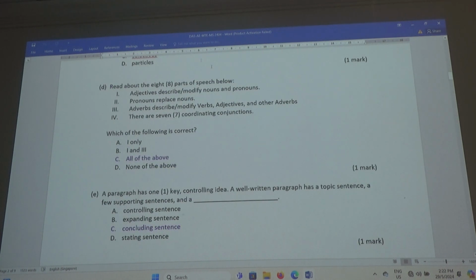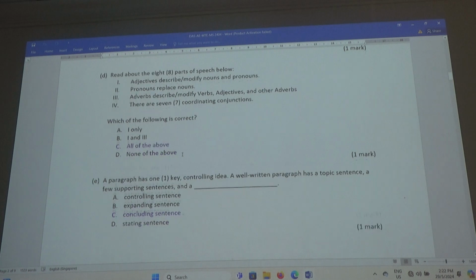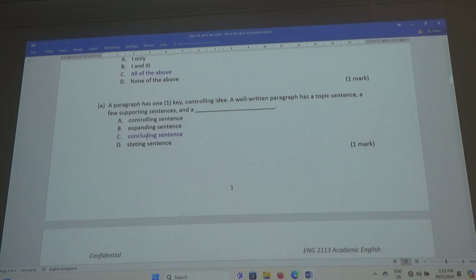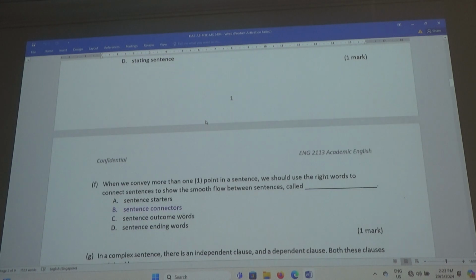Alright. Okay, eight parts of speech below. All of the above. Sometimes this is very easy. All of the above. Right? Let's see. E is the concluding sentence. A paragraph has one key controlling idea. A well-written paragraph has a topic sentence, a few supporting sentences, and a concluding sentence. Is that okay? I think that's very straightforward. Come on. You cannot get it wrong.